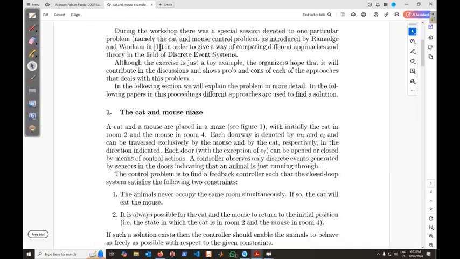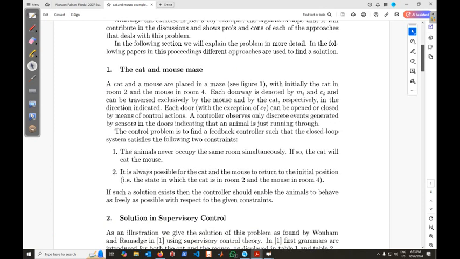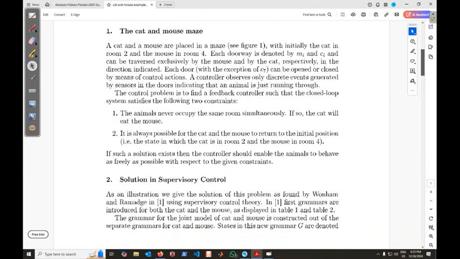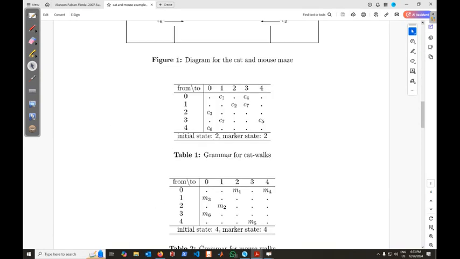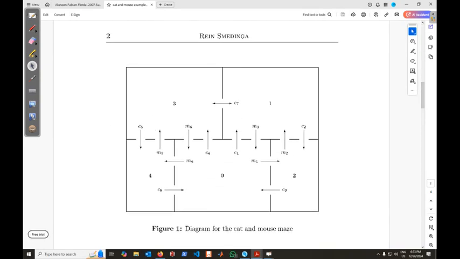So the problem speaks about a cat and a mouse. The main requirement here is that both animals can never occupy the same room simultaneously. It is always possible for the cat and mouse to return to their initial position. So I will show you the maze. This is the maze as you can see it. The maze consists of room number 0, 1, 2, 3, and 4. We have here 5 rooms.